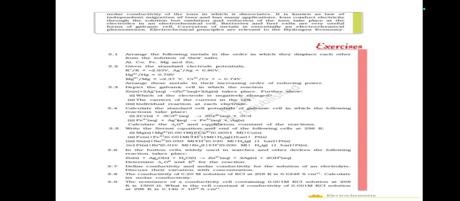Ions conduct electricity through the solution, but oxidation and reduction of the ions take place at the electrode in the electrochemical cell. Batteries and fuel cells are very useful forms of galvanic cell. Corrosion of metals is essentially an electrochemical phenomenon. Electrochemical principles are relevant to the hydrogen economy.